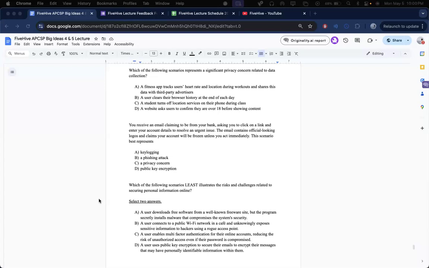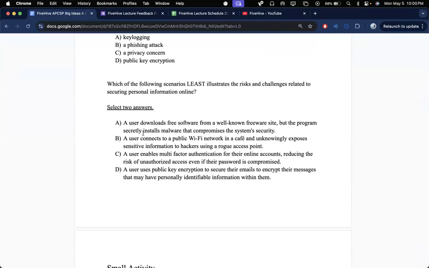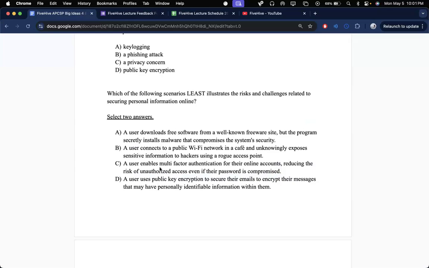Cool. All right. So let's take a look at this last one then. The following scenario least illustrates which of the following? We mostly said C and D, which is correct. Again, these are pretty straightforward. This is bad: don't download things from freeware sites. This is also bad: connecting to a cafe and unknowingly exposing yourself to a rogue access point. And these two are actually good things. Multi-factor authentication is good, and public key encryption is good as well. So these two are the correct answers because they're the least likely to illustrate risks.